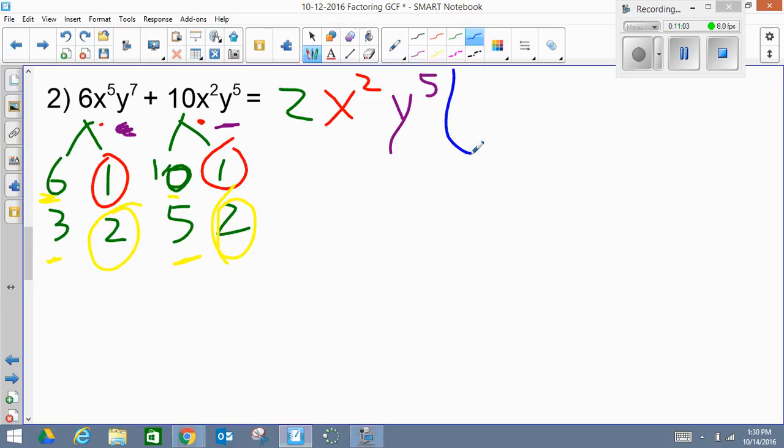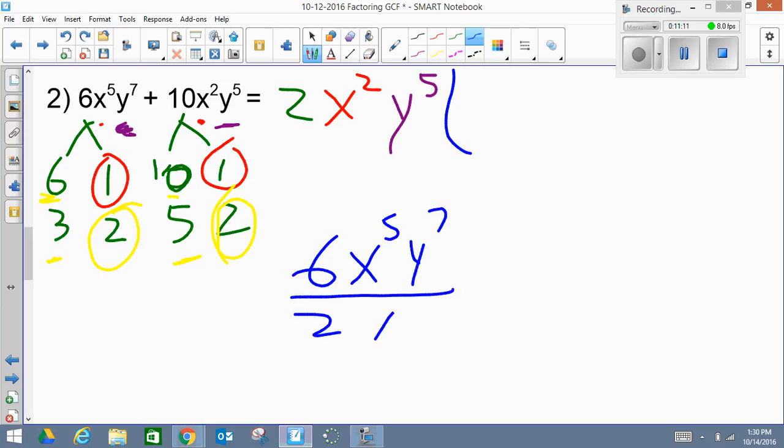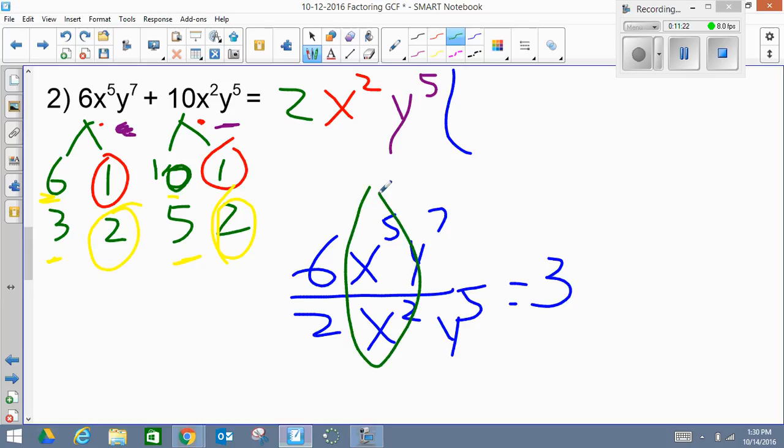So I open my parentheses and I take my first term, 6 x to the 5th, y to the 7th, divided by my common factor, which is x squared, y to the 5th. 6 divided by 2 is 3. X to the 5th divided by x to the 2nd is x to the 3rd. 5 minus 2 is 3.